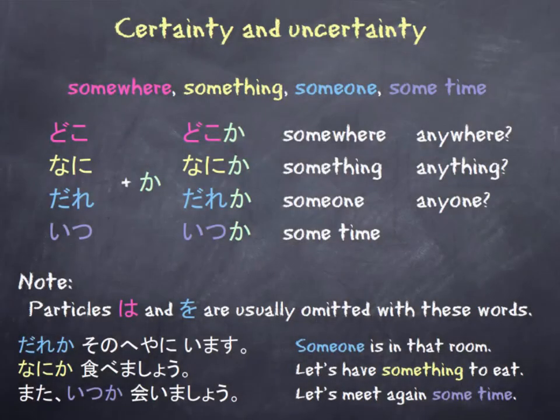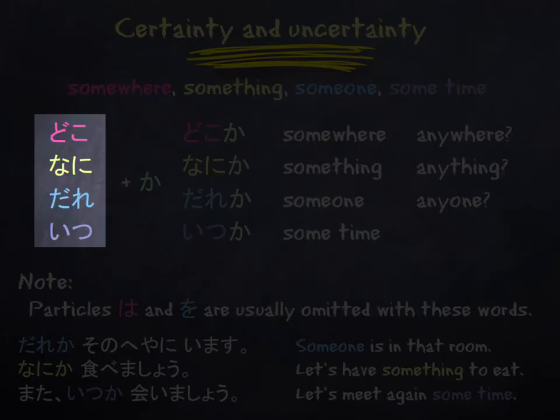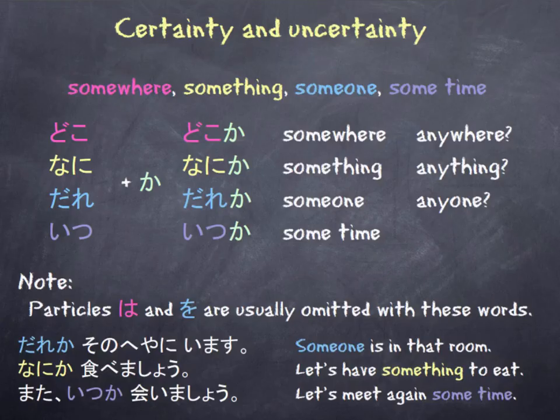Hey guys, today we're going to take a look at how to express certainty and uncertainty using these very common question words, doko, nani, dare, and itsu. Of course, we know these four words to be where, what, who, and when. But if we attach certain particles to the end of these words, we end up with some new words.